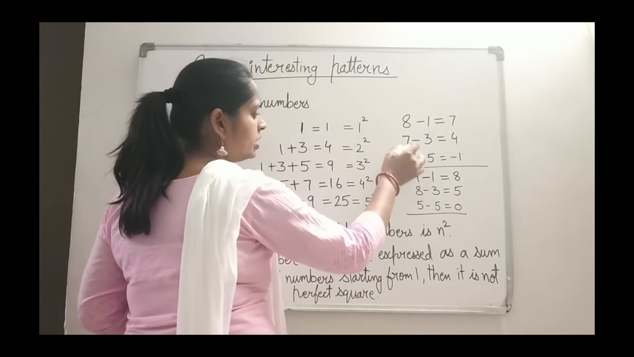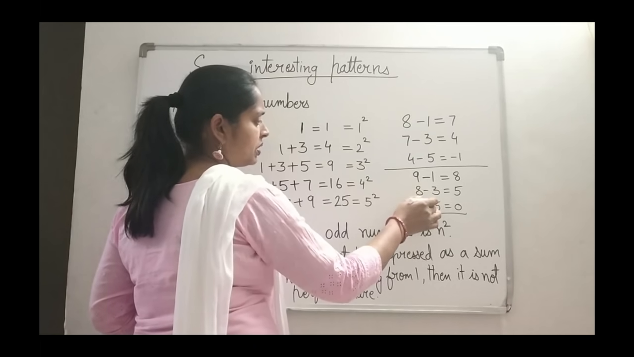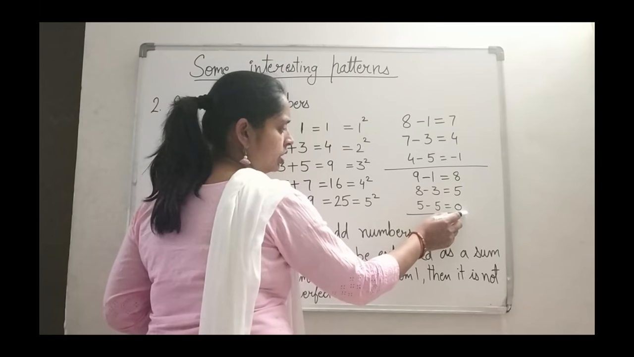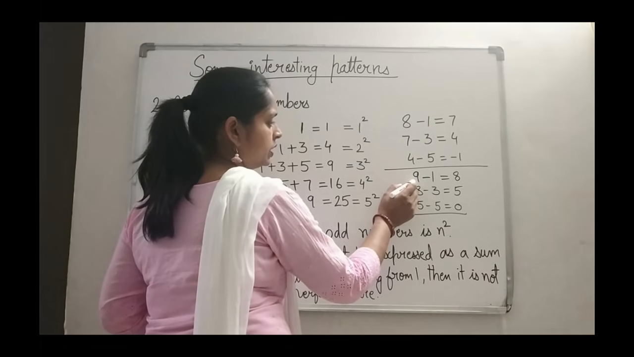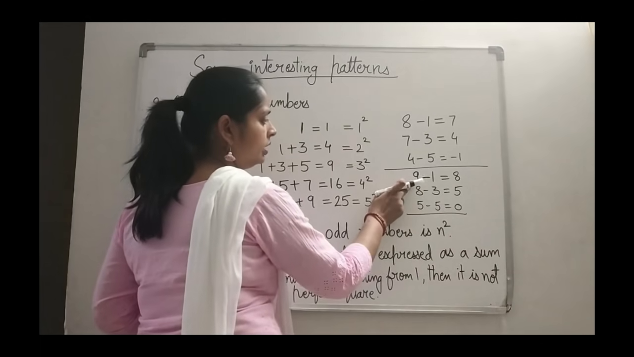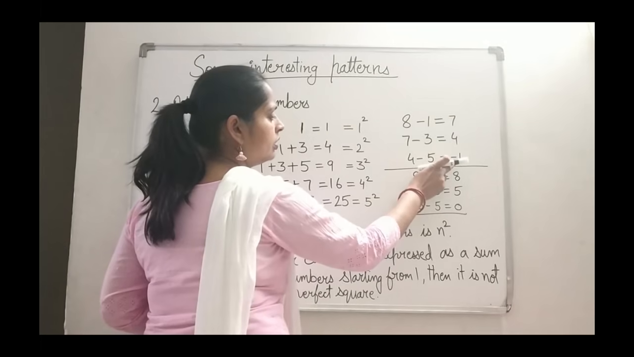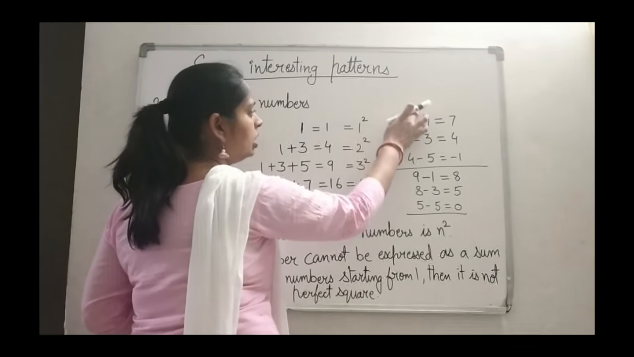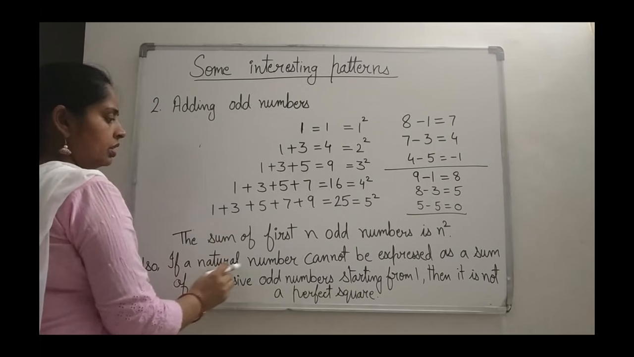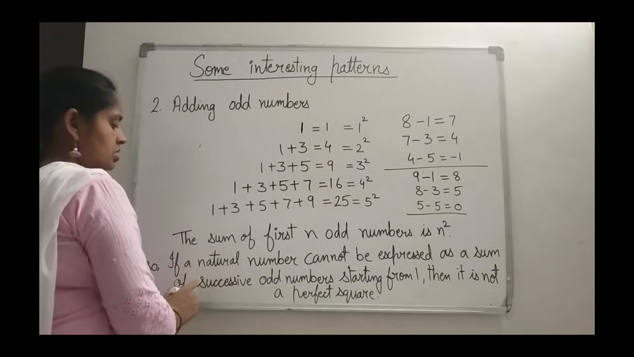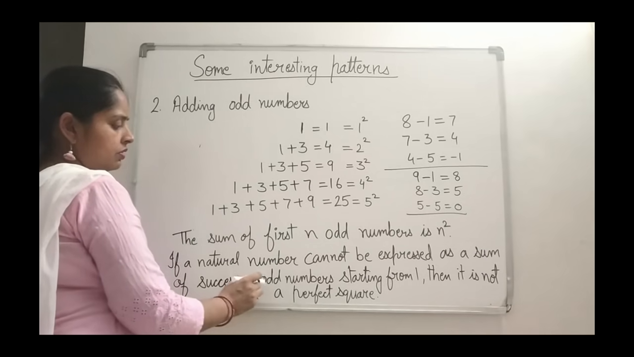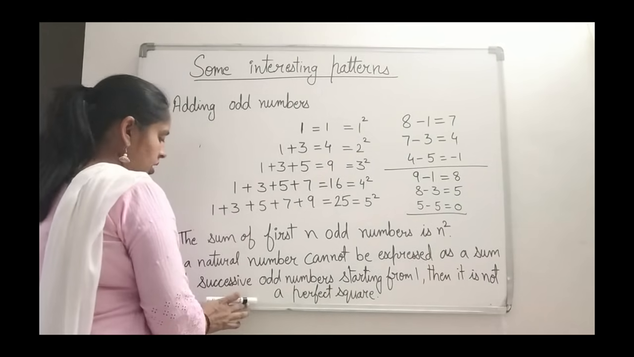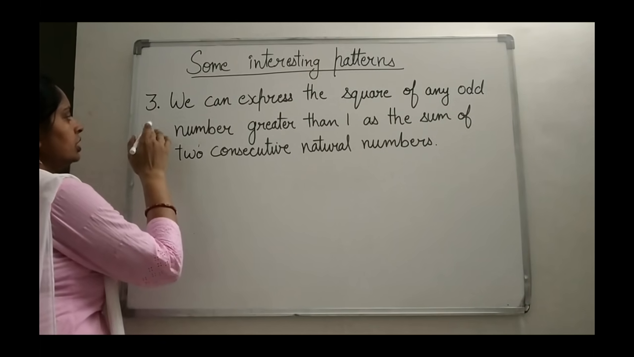Hence, if we are doing the successive subtraction of odd numbers and we get the answer 0, then that number will be a perfect square. If the answer we are getting is not 0, if we are getting a negative number, then it is not a perfect square number. Hence, if a natural number cannot be expressed as the sum of successive odd numbers starting from 1, then it is not a perfect square number. Okay? Yes. Now see the third point.